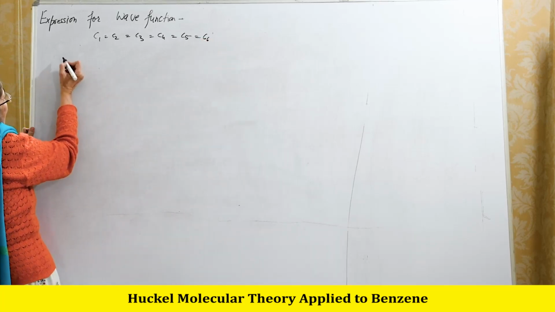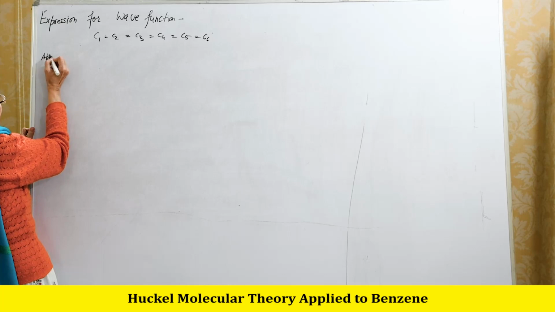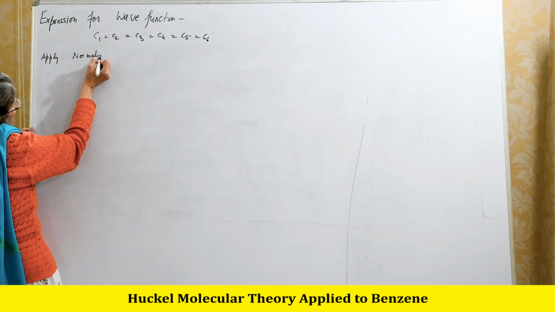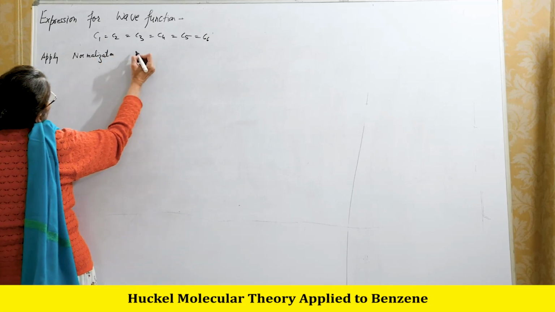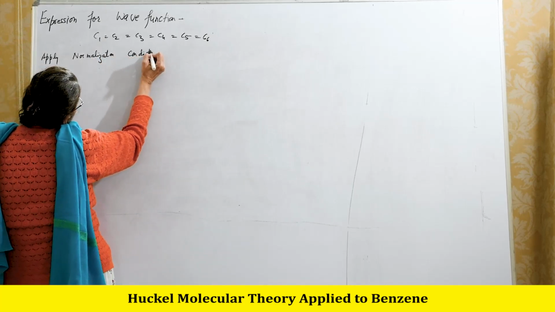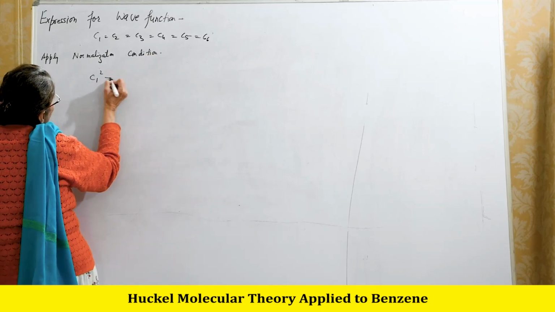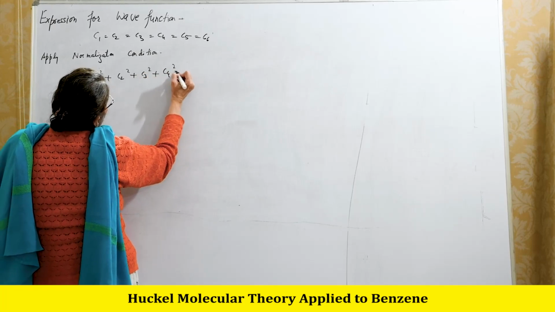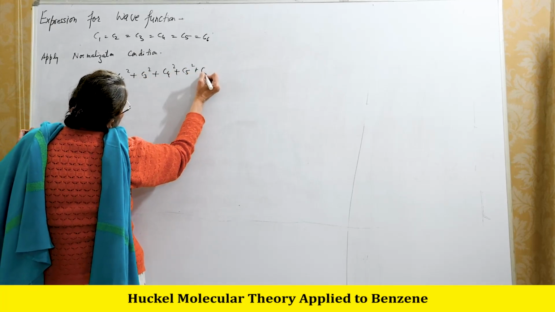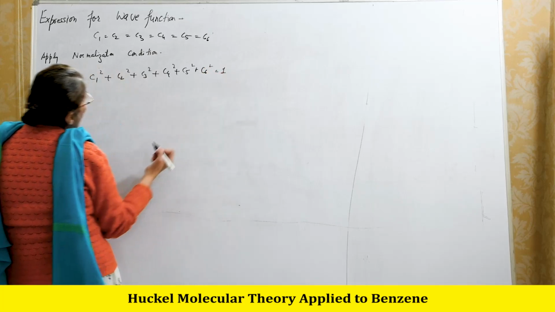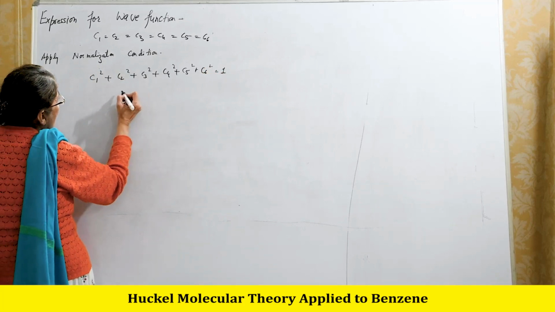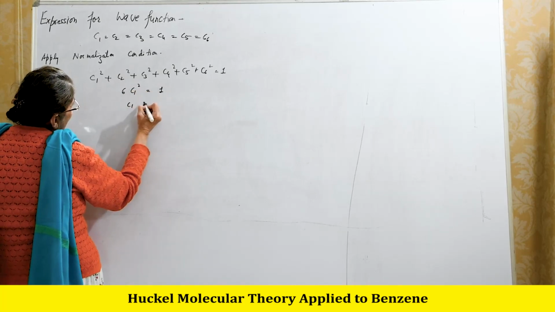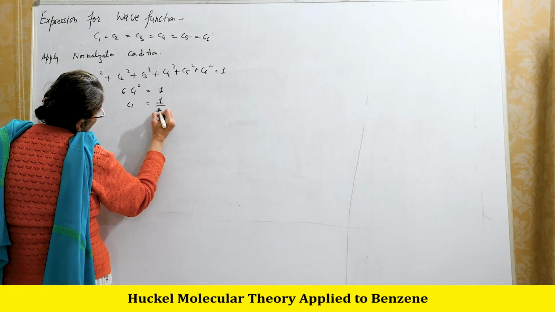So we apply the normalization condition. So we get C1 square plus C2 square plus C3 square plus C4 square plus C5 square plus C6 square is equal to 1. So all are C1, so we get 6C1 square is equal to 1. Therefore C1 is equal to 1 by root 6.